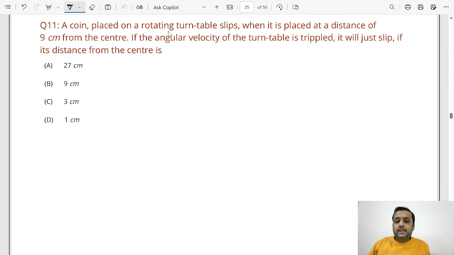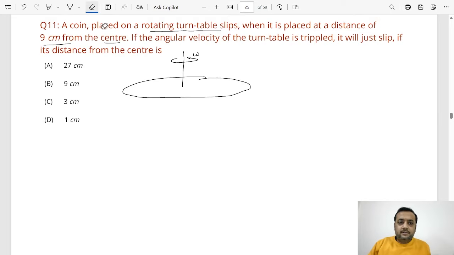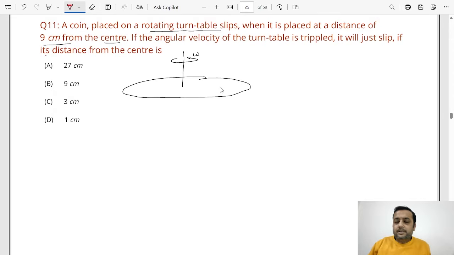A coin placed on a rotating turntable slips when it is placed at a distance of 9 cm from the center. If the angular velocity of the turntable is tripled, it will just slip if it is at a distance of. So let's try to understand what is the slipping condition. Let's say this is a turntable which is rotating at an angular velocity of omega. Let us say this is a coin, which is placed at a distance x. So let's see when will this coin just start slipping.